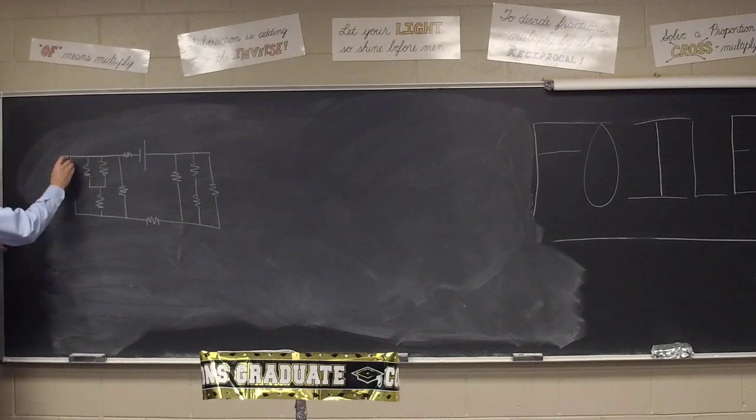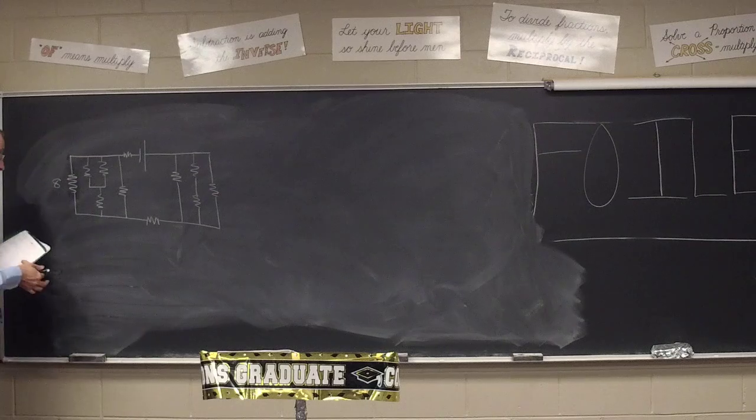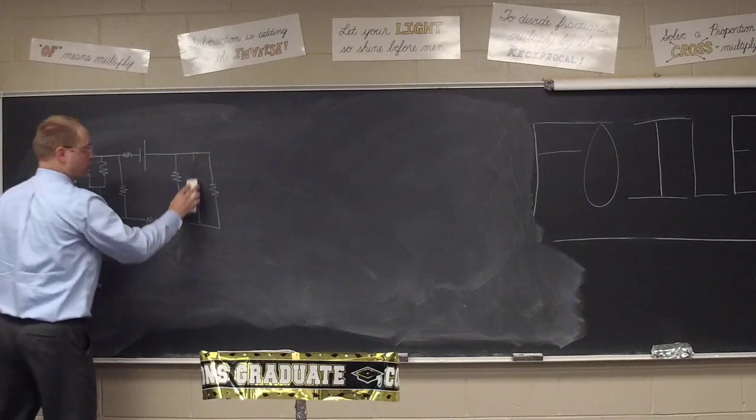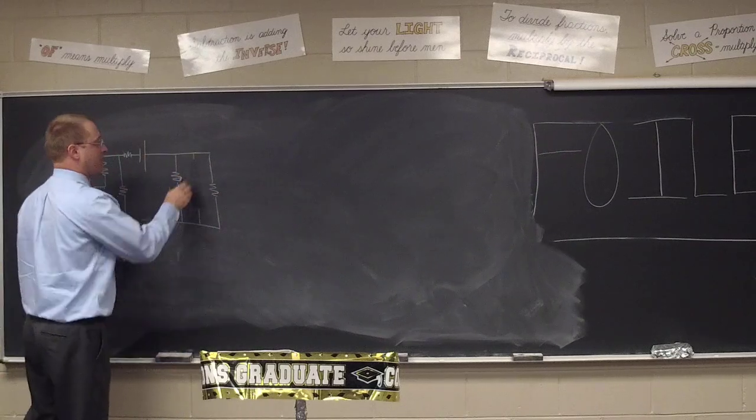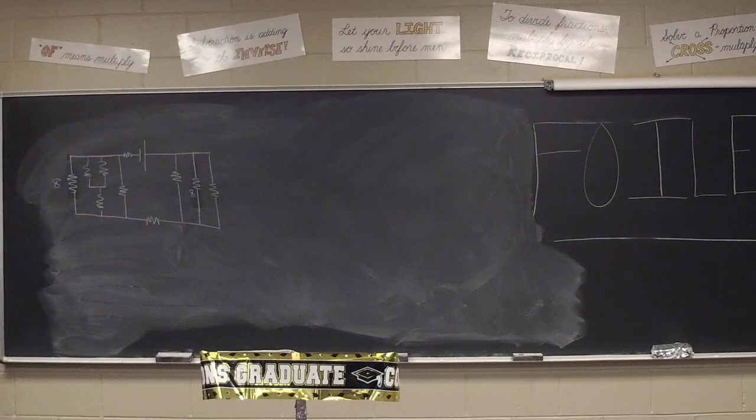So I'm going to erase the pair of 4s and replace them with a single 8. Everybody else is 4, but that one's 8. That make sense? There's another simple series, 10 and 11, which are these ones here. They're simple series. So again, 4 and 4 gives me 8. That's a single 8 resistance.